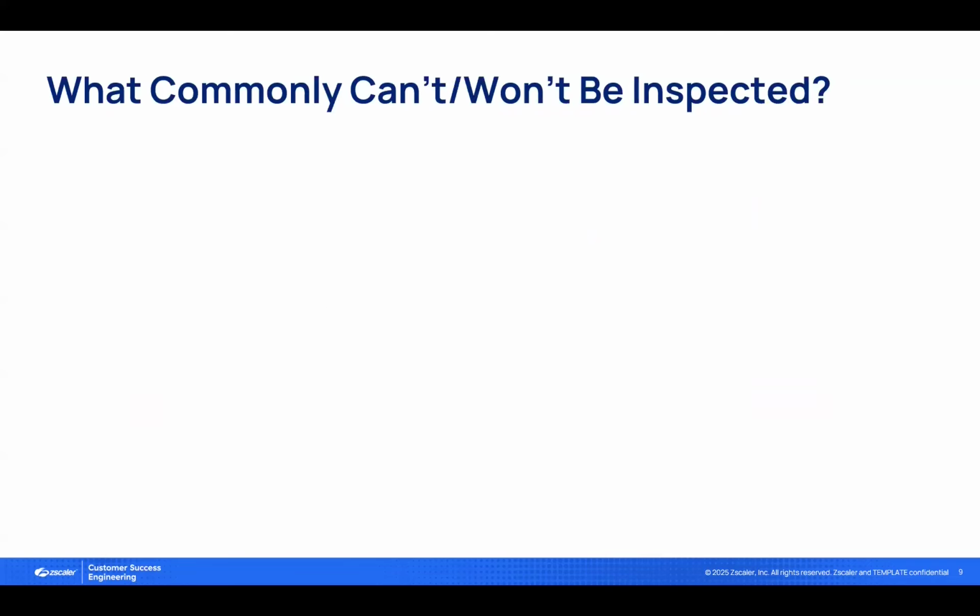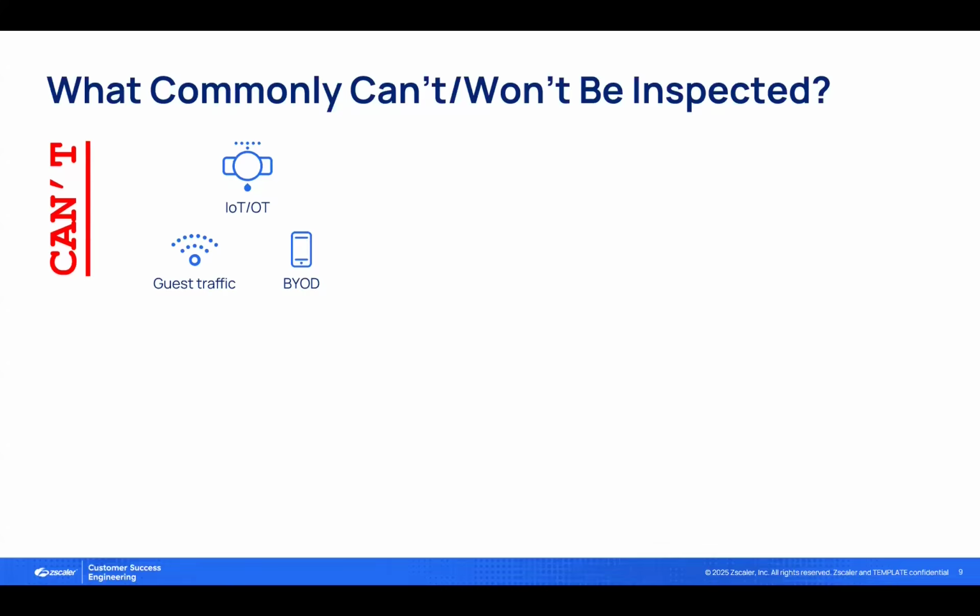It's important to understand that there are things that are off limits to SSL inspection. There are things that we cannot and won't inspect. For example, we can't inspect guest traffic, IoT or OT traffic, or BYOD traffic for devices that don't have the SSL certificate installed. This is because SSL inspection requires a certificate to be present on the device, and those devices are unmanaged or don't have a certificate store.